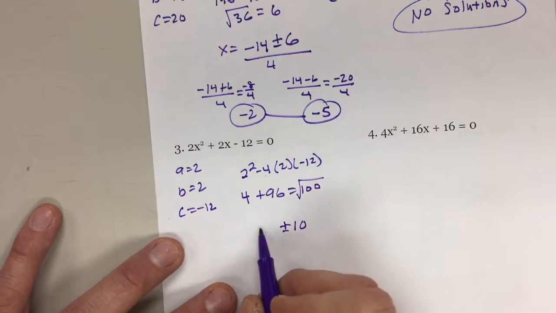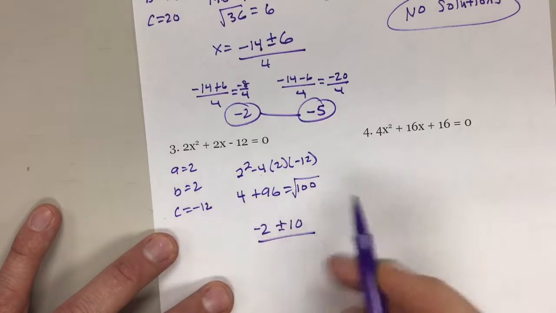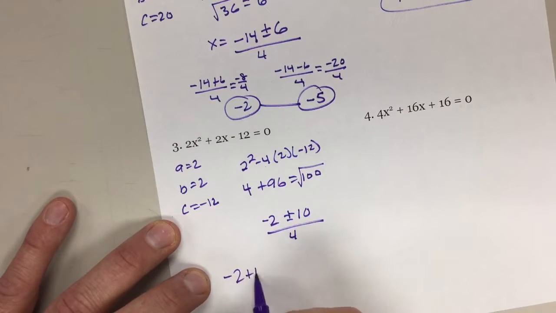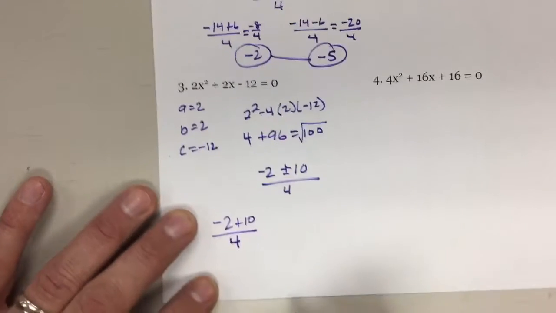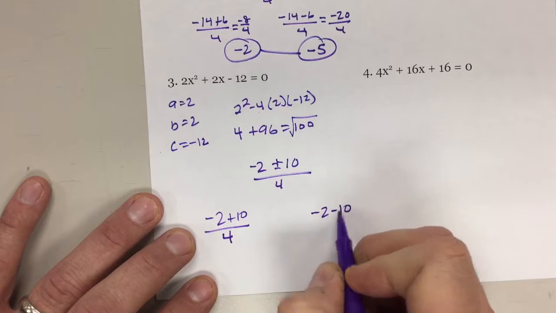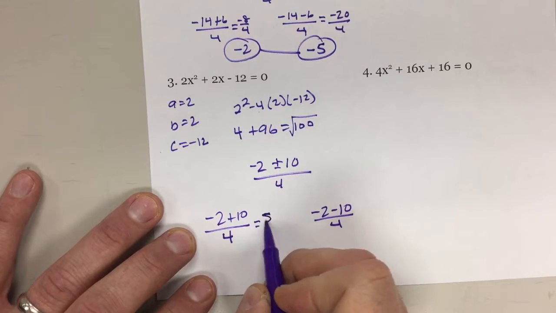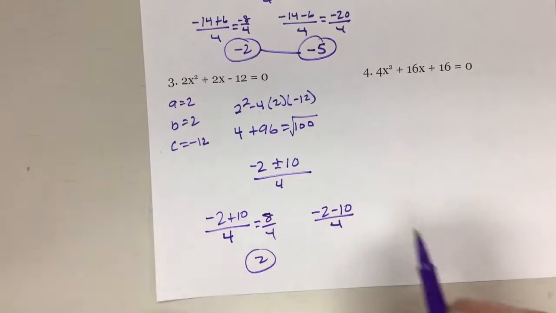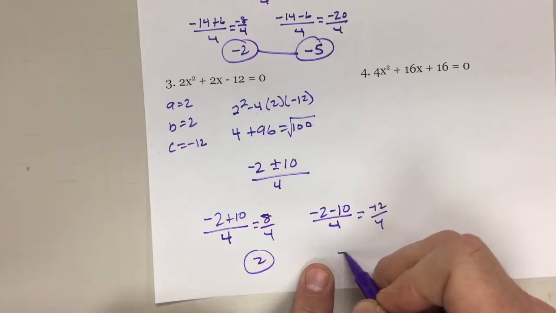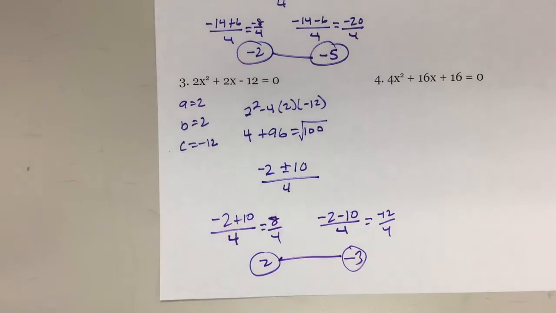Out front would be negative b, which is negative 2. Then divided by 2 times a, and a is 2, so it's 2 times 2 is 4. So now I solve 2 equations. Once with negative 2 plus 10, once with negative 2 minus 10, divided by 4. So negative 2 plus 10 is 8 over 4, which is 2. And over here, it'd be negative 12 over 4, which is negative 3. There's my 2 answers.